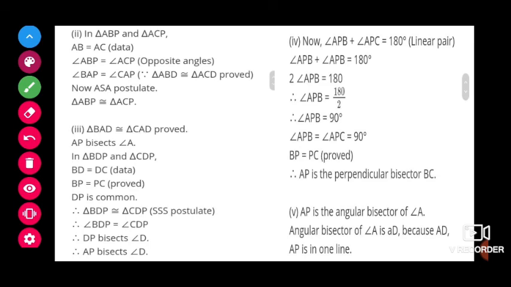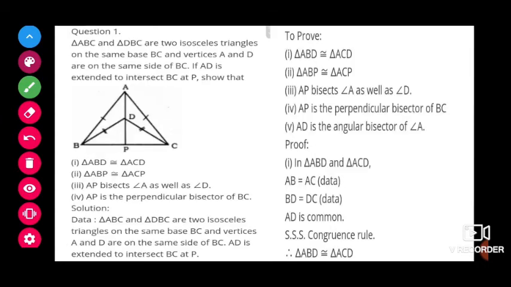Next step. Angle ABP is equal to angle ACP. And BAP is equal to CAP. Why? Because it's already proved just now. I'll show you here. In these two triangles, this side is equal to this side because it's an isosceles triangle, two sides. And just now we proved that this angle and this angle are equal because these two triangles are equal.